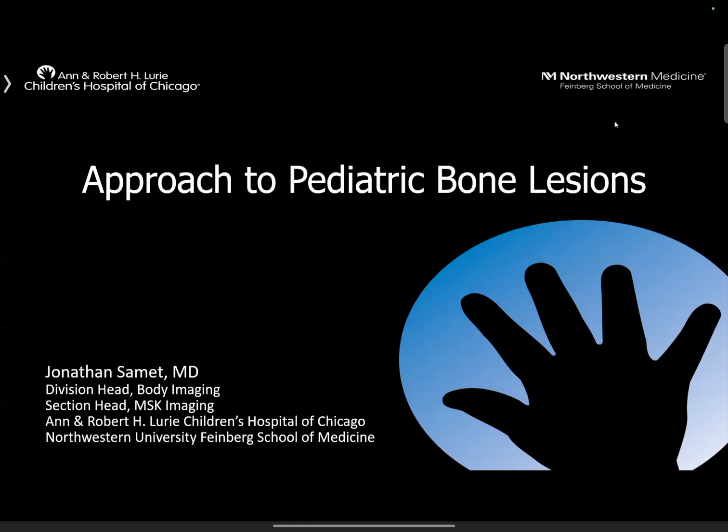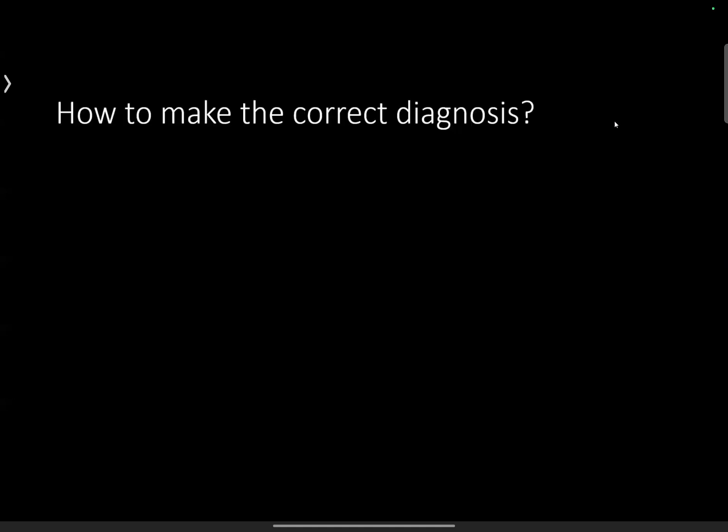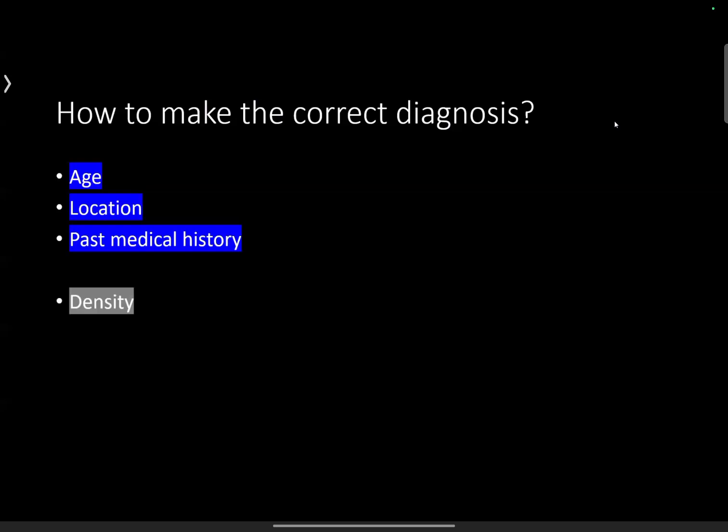And so when you think about how to make the correct diagnosis, we're going to talk about age. You want to know the age of the patient, the location. So for example, within a long bone, is it in the diaphysis, metaphysis, or the epiphysis? And is there a history of malignancy, right? It's so important. If you obviously have had a history of malignancy, then that would change the potential.